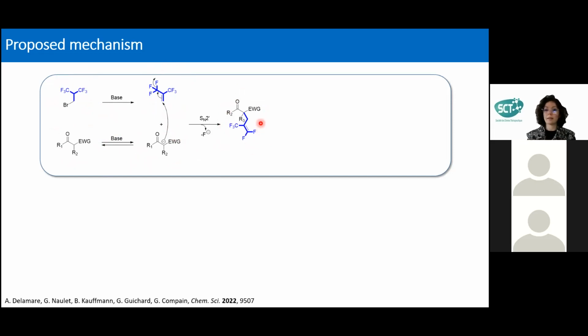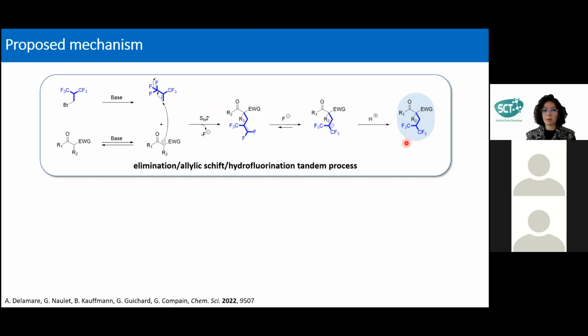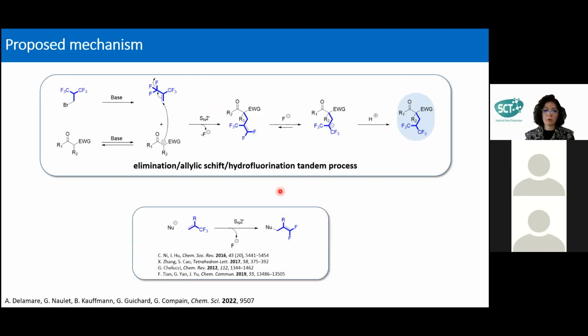When using alkali bases, the reaction stops there because the fluoride released in the media is presumably captured by the metal counterion. In contrast, when using a large excess of TBAF, it allows the hydrofluorination of these pentafluorinated compounds, leading to the formation of the desired hexafluoroisobutyl group. This is thus an elimination, allylic shift, hydrofluorination tandem process, allowing us to overcome the usual SN2' mechanism, which is undesired here.